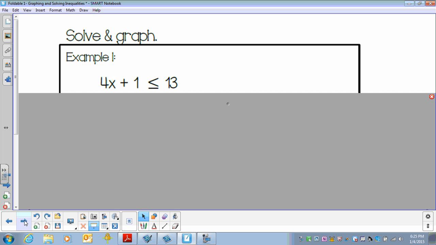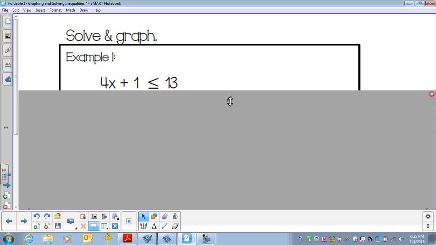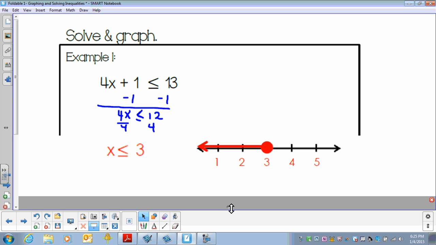Now we're going to solve and graph. Go ahead and solve the equation just like you would on any two-step equation. Determine if you need to flip the sign, and then graph. We subtracted 1, we divided by 4, which left us with x is less than or equal to 3. We didn't flip the sign. We don't need to flip the sign because we didn't rewrite the inequality, and we didn't multiply or divide by a negative number.